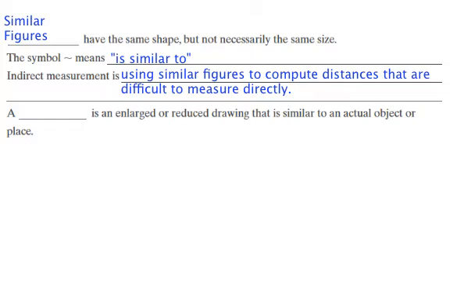Indirect measurement is using similar figures to compute distances that are difficult to measure directly. An example of that would be how tall a tree is, or how tall a building is. A scale drawing is an enlarged or reduced drawing that is similar to an actual object or place. Pause the video if you need more time to copy down these notes.